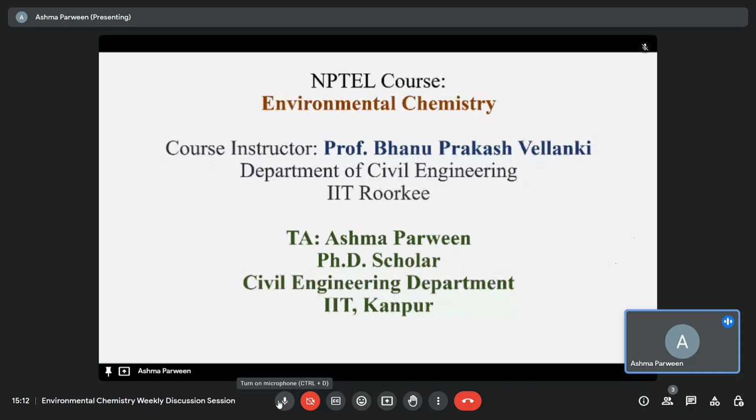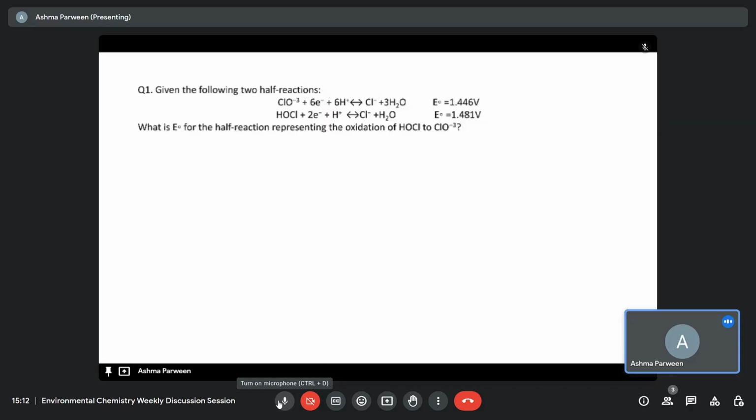So let's go to the questions. Here is the first question. Given the following two half reactions, their corresponding E naught values are given. We have to find out what E naught is for the half reaction representing the oxidation of HOCl to ClO3 minus. We have to do a very small manipulation, that is addition and subtraction of the two reactions, to get the E naught for the oxidation of HOCl to ClO3 minus.